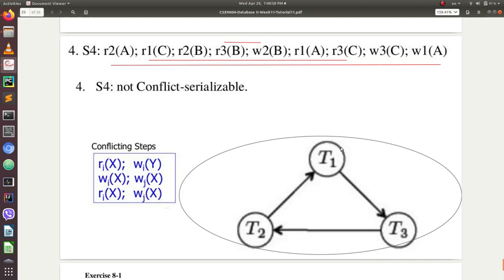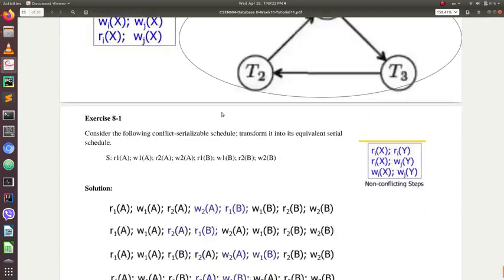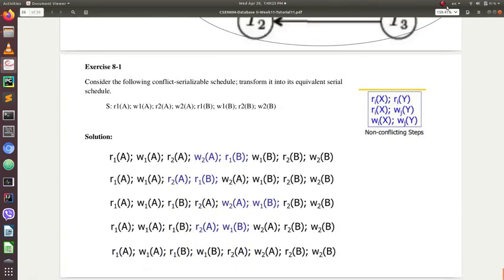Again, after finishing drawing the graph, we will check if any cycle exists. Yes, I can go from T1 to T3 to T2, back again to T1. So the whole graph is a single cycle. So this schedule is not conflict serializable.